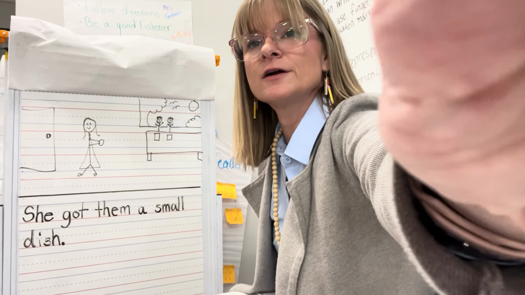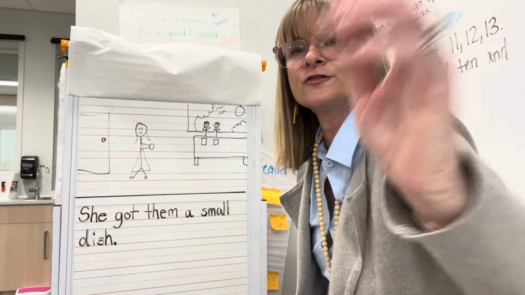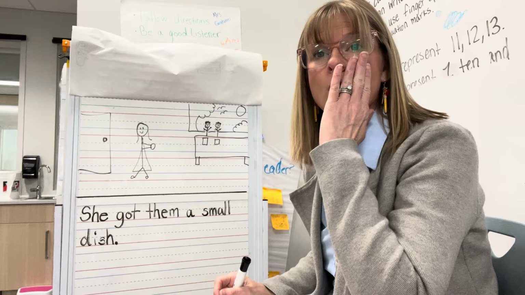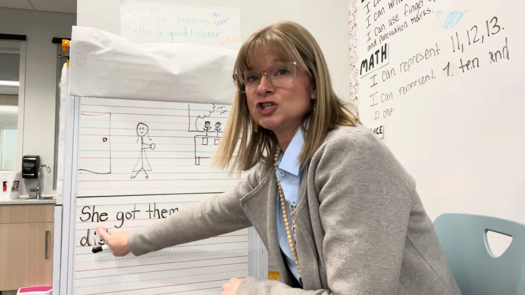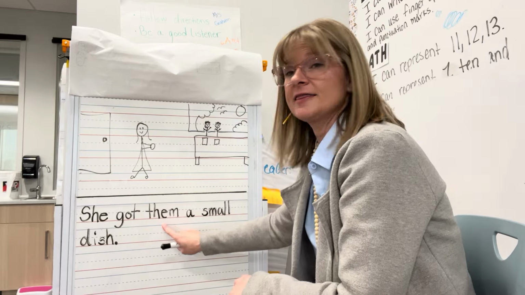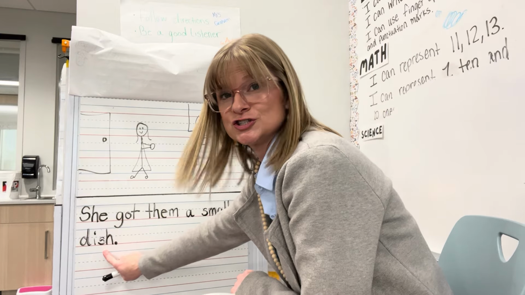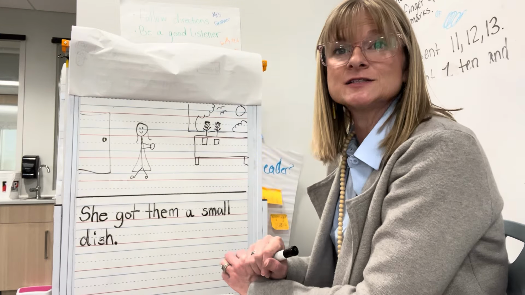Turn this a little bit there. There you go, friends. So there is our picture. Let's read the sentence one more time. She got them a small dish.